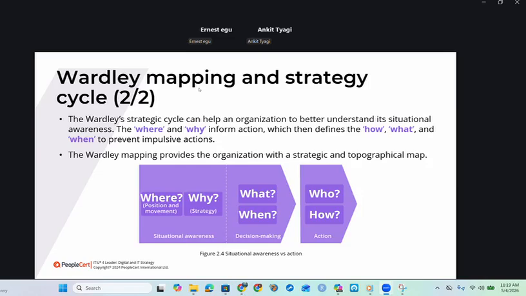So Wardley mapping provides the organization with a strategic and topographical map. In the situational awareness, where and why is what we look at, the position and the movement, the strategy. For decision making, what and when is something that we look at. What is it that we need to do? When are we going to do it? And who and how for taking the actions.